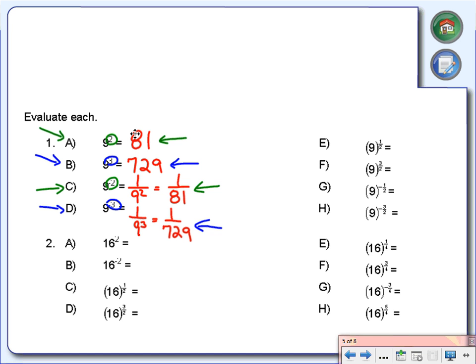E, we got 9 to the 1/2 power. Well, 1/2 power means the same thing as what? Square root. Anybody know what the square root of 9 is? 3. Square root of 9 is 3.